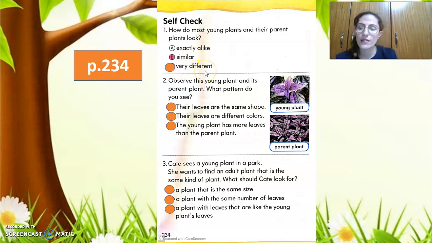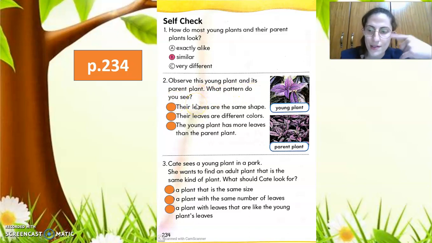C, they look very different. No, it's incorrect because the young plant and the parent plant look alike, okay? They share the same parts, but they have different sizes. As the young plant grows, it will grow to look like its parent plant more and more. Clear? Number 2. Observe this young plant and its parent plant. What pattern do you see?